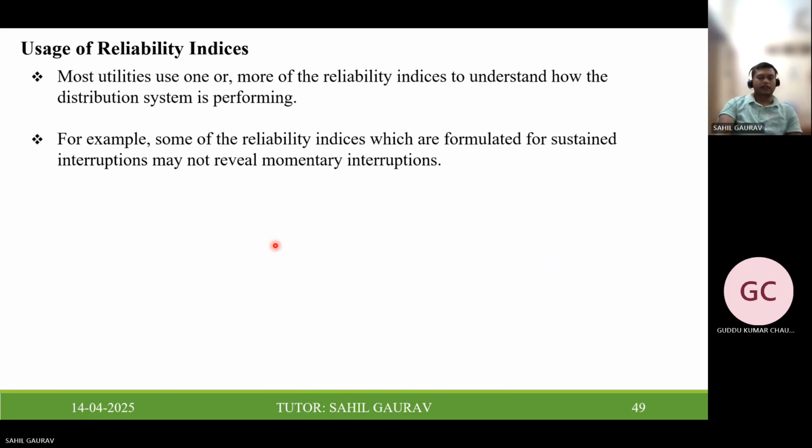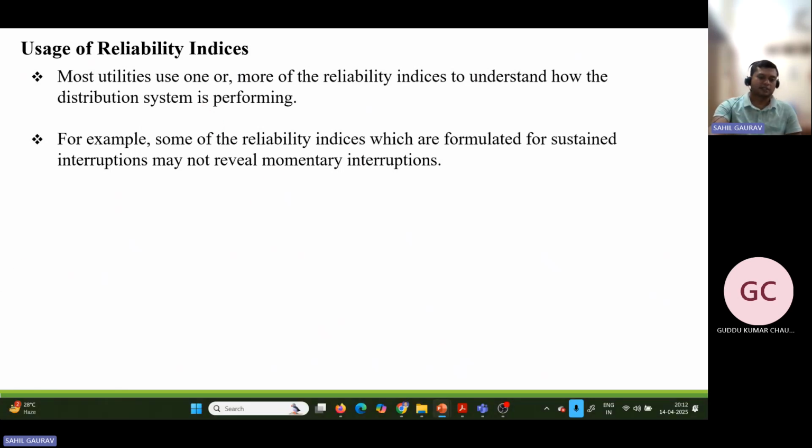So what are the uses of reliability indices? Most utilities use one or more of the reliability indices to understand how the distribution system is performing. For example, some of the reliability indices which are formulated for sustained interruptions may not reveal momentary interruptions.